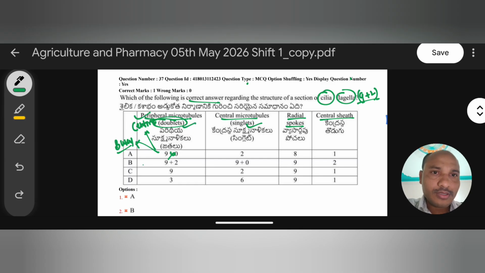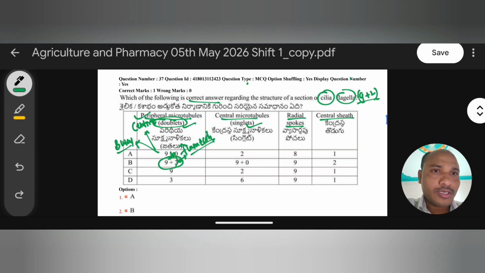Here, the 9 plus 2 arrangement is seen in flagella and cilia. But the number of peripheral doublet microtubules is not mentioned here. It is just mentioned that this type of arrangement is seen in flagella and cilia. So this one is also wrong.